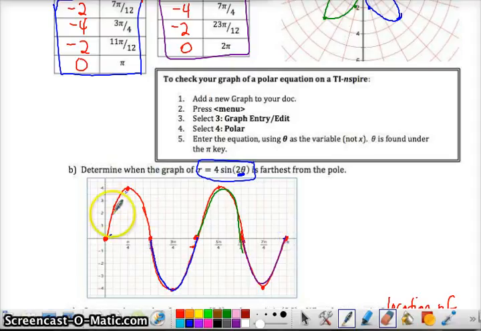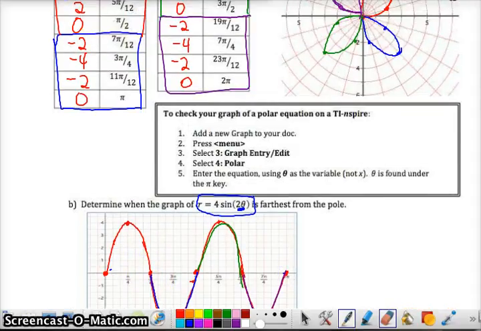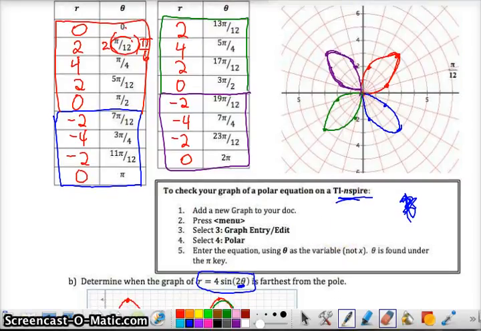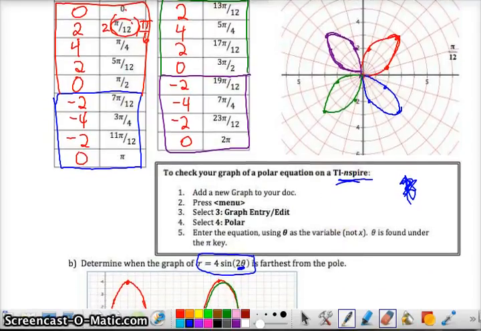The first petal started here at 0, then at pi over 12 we go to 2, at pi over 4 we go to 4, at 5 pi over 12 we're at 2, and then we're back to 0 again. Then we went down and did the blue part, then the green part, and then the purple part. If you want to graph on your TI Nspire, here are some instructions, although you will not get to use your calculator, but you could check it to see if you did it correctly.